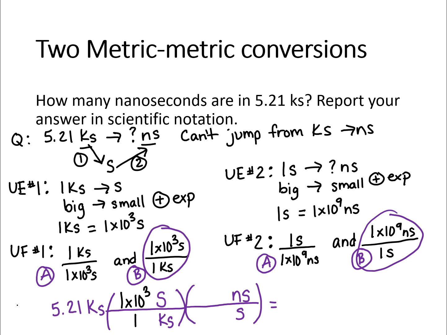Go through and do your unit analysis before you actually touch your calculator. So the kiloseconds cancels and we're left with seconds. That was what we went through with unit equation number 1. Then we're going to take those seconds and convert them to nanoseconds. So our seconds cancel, and we're left with nanoseconds at the end. Now you can touch your calculator and figure out how many nanoseconds we have. And remember, you need to report your answer in scientific notation. So go ahead and do that.